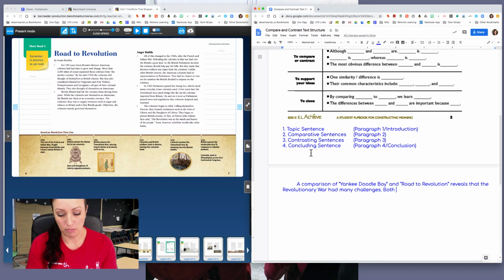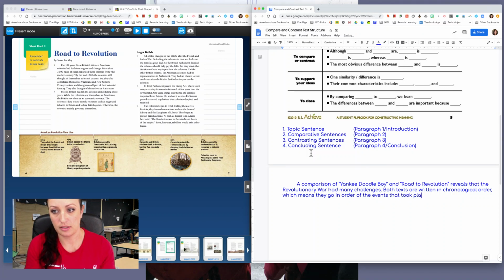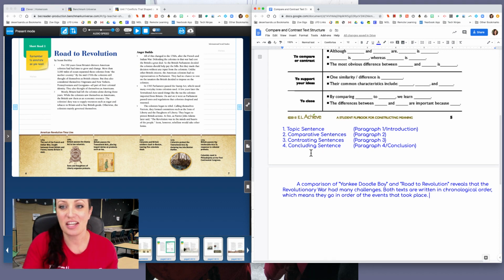Okay. Both texts are written in chronological order, which means, so I'm going to add some of my own thoughts here too, which means they go in order of the events that took place. All right, comparative, done. Contrasting, I'm going to go back up.